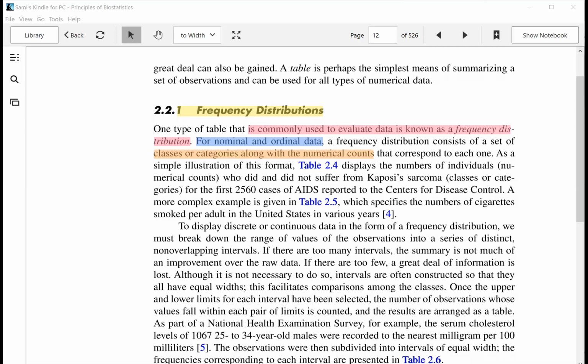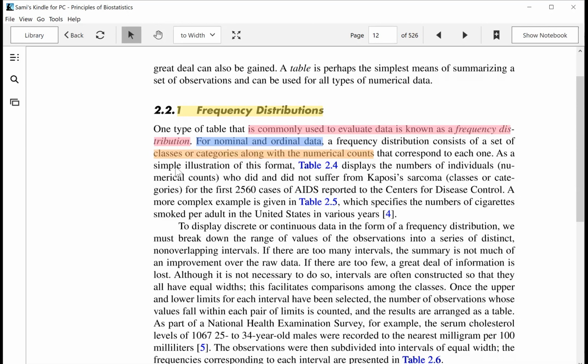Okay, guys. So, frequency distributions. One type of table that's commonly used to evaluate data is known as a frequency distribution. For nominal and ordinal data, a frequency distribution consists of a set of classes or categories, along with the numerical counts that correspond to each one.